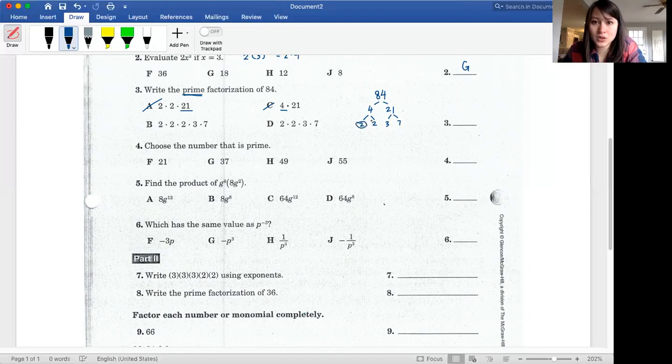So I'm going to circle. I like circling the prime numbers to tell me that as I'm doing the factor tree, I am done. I don't need to break those down anymore. So my answer is D.